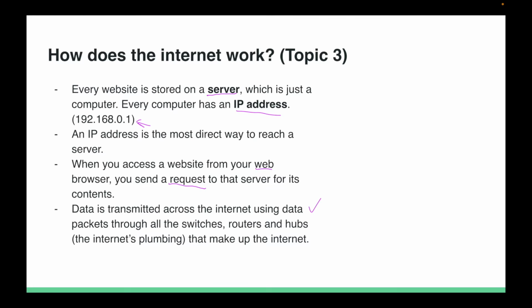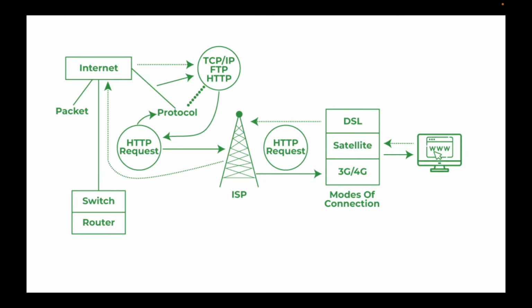Now, this part we already know. Data is transmitted across the internet using data packets through switches, routers, hubs, etc. that make up the internet. And basically, this request that's being sent from your browser to a server goes through that infrastructure on the internet. Now, what we're going to talk about in a second here is HTTP requests, which are basically those requests that you send to a web server in order to get information.